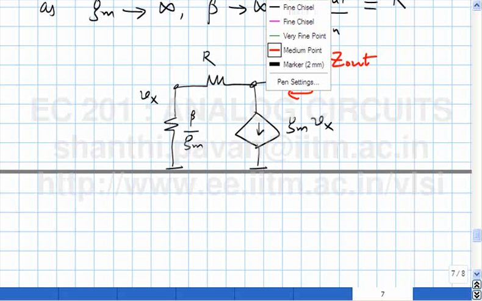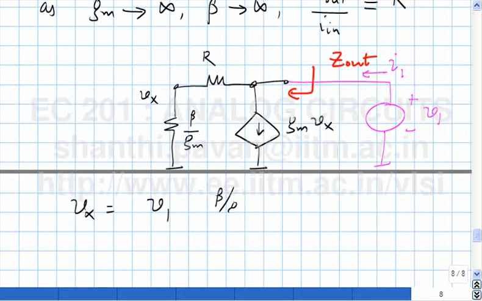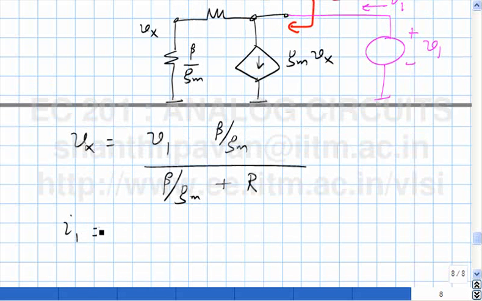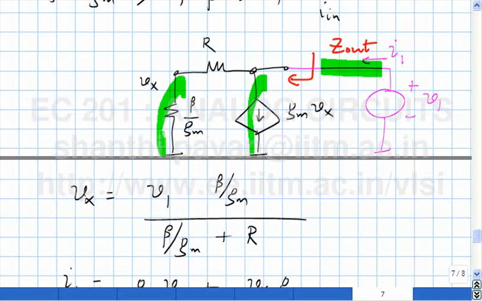So if I applied V1, we are interested in finding out what this I1 is. So any suggestions quickly? First thing is to find Vx, and Vx is simply V1 times beta by Gm divided by beta by Gm plus R. So voltage divider. And once Vx is known, I1 is simply Gm Vx plus Vx Gm by beta. Correct? The current flowing here splits as two parts, one like this and one like this.